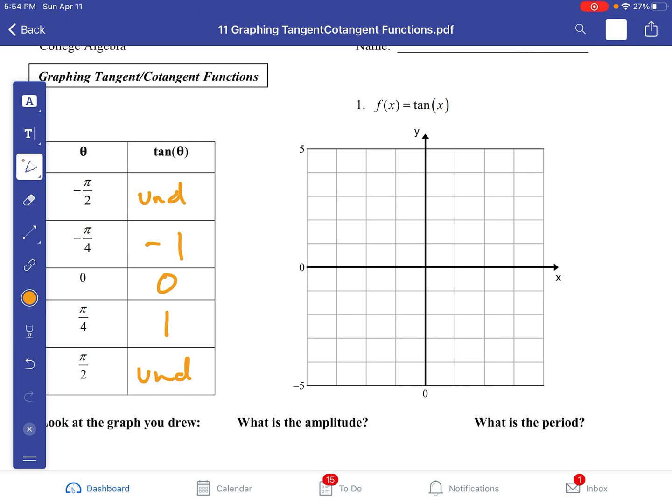So this is what it looks like for our points. We have a point at 0, 0. The point at pi over 4 and 1, which we're going to make here. We have a point at negative pi over 4 and negative 1, which we're going to make here. And we're going to have an asymptote at pi over 2 and at negative pi over 2. So your graph is going to look like this.